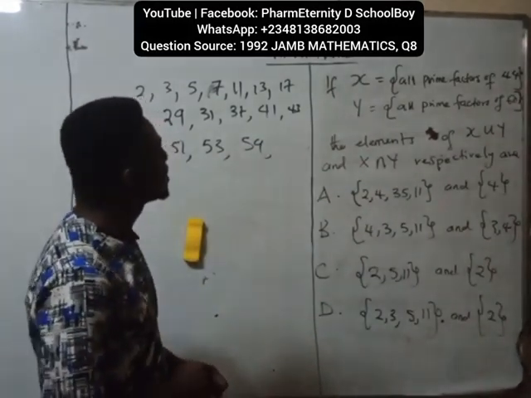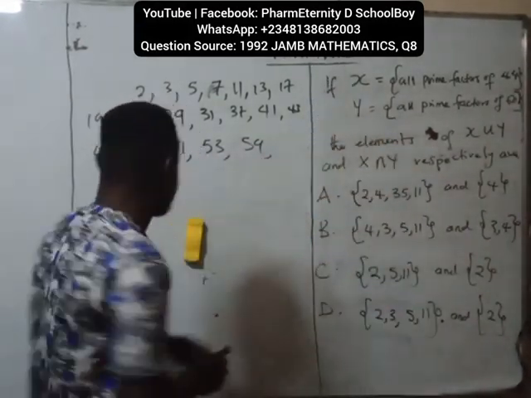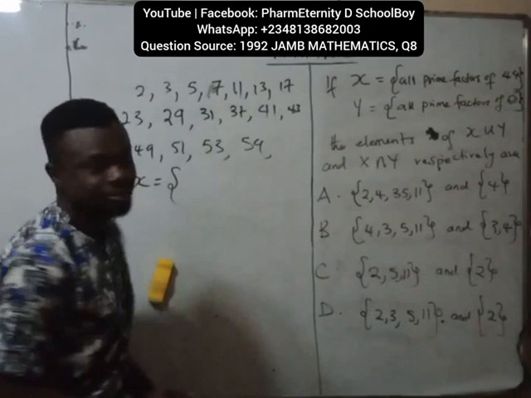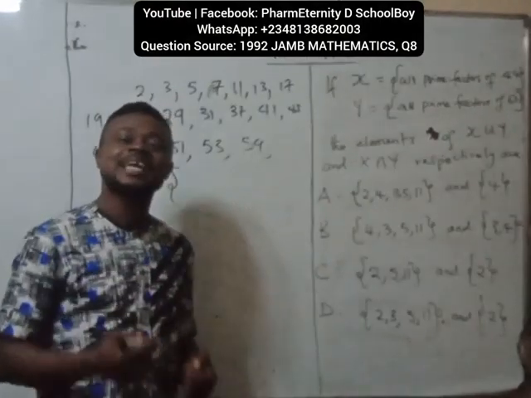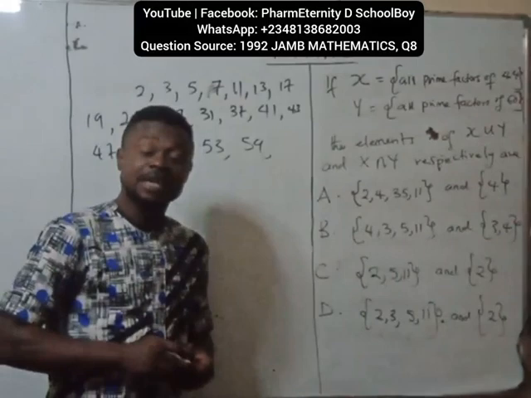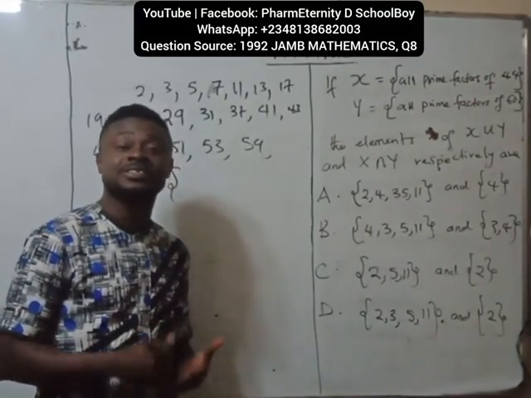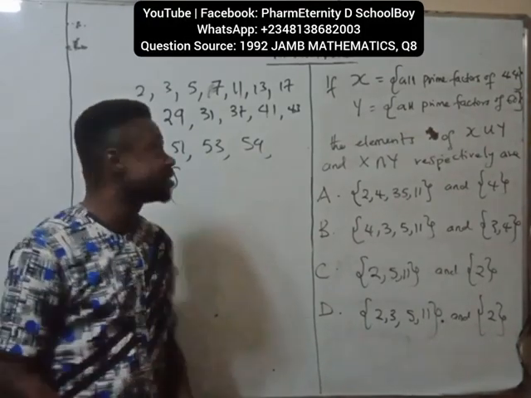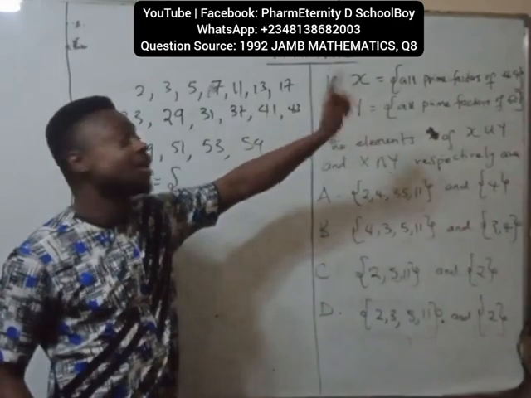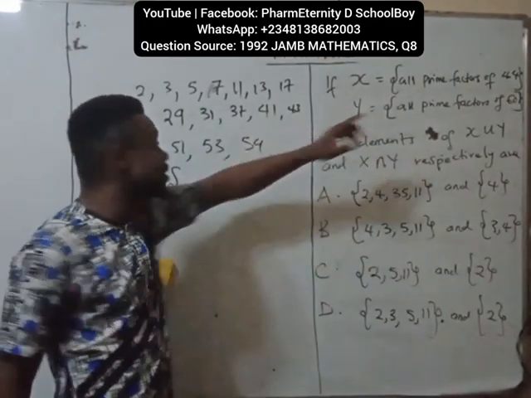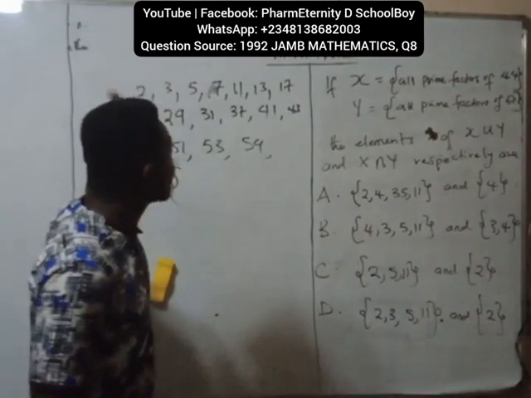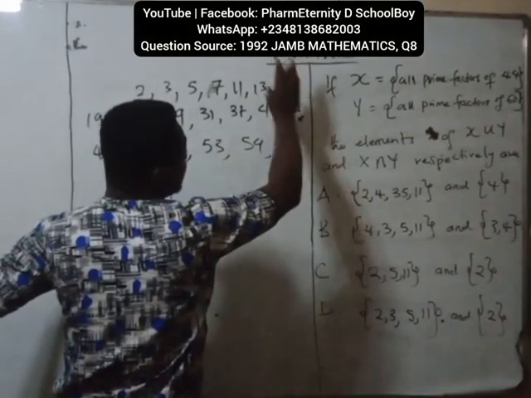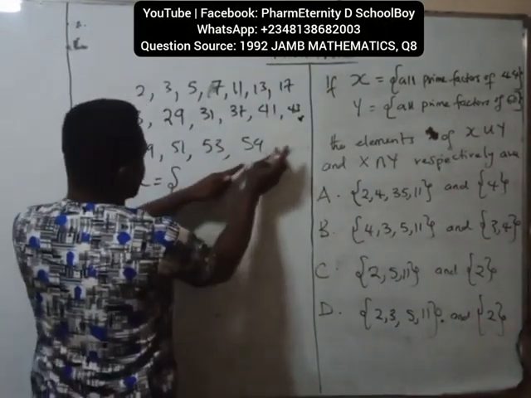The question says a set of x. Let's list the set x: X is all prime factors. A factor of a number is a number that can divide that number without remainder. Remember, they say prime factors. From here to here are the prime numbers between 1 and 44, and from here to here are prime numbers between 1 and 60.